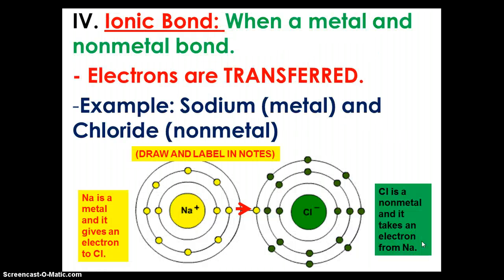An ionic bond is when a metal and nonmetal bond together. This happens when electrons are transferred. So for example, sodium metal and chloride nonmetal below. You can draw this and label in your notes. You might even want to use 2 different colors like highlighters or colored pencils to show the 2 different sides.